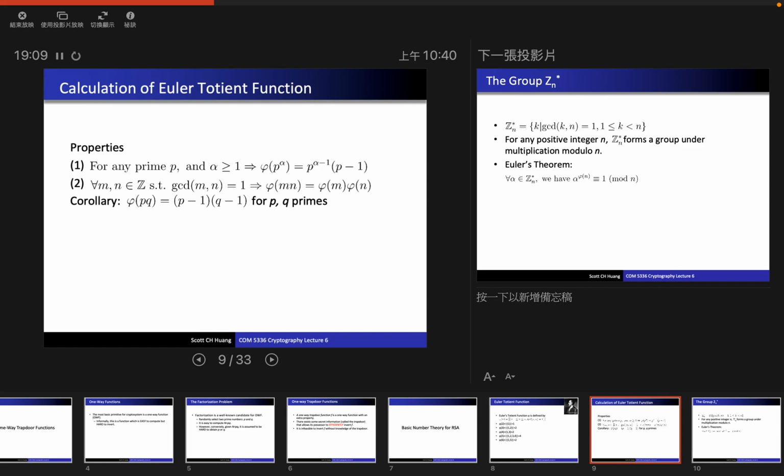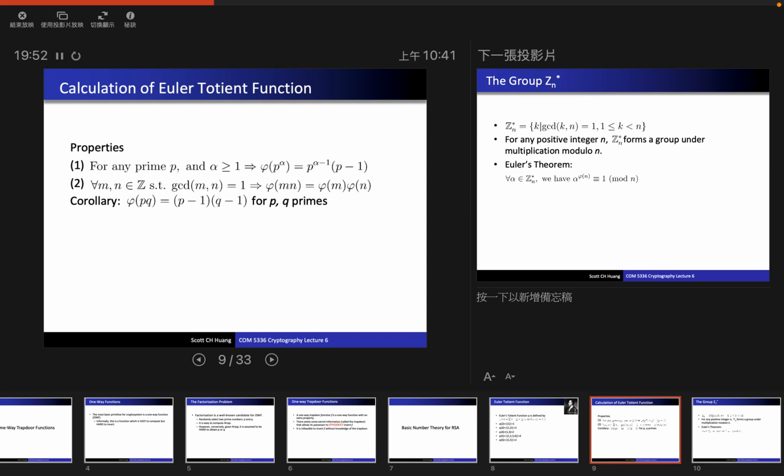If they're relatively prime, we can split it apart like this. So we have an easy corollary, and this corollary is what we'll be using. Phi of pq: if p and q are both prime, we take the Euler quotient function. Because p and q are primes, and p is not equal to q, two different primes must be relatively prime. So phi of pq will be equal to phi p times phi q.